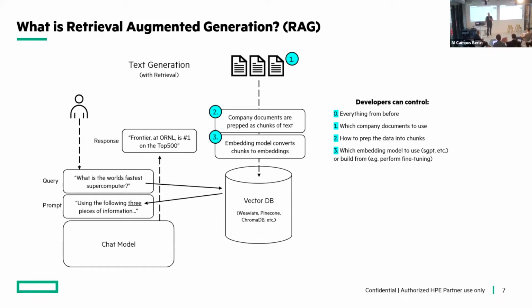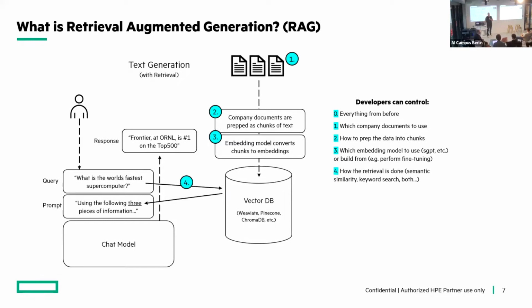Then number three, you can say which embedding model I'm going to use. A lot of people use BERT. You have other APIs like Cohere that are also popular. You have fine-tuned models like SGPT models to build an embedding that is fine-tuned for a specific sort of search or a specific sort of documentation. So you have choices here.